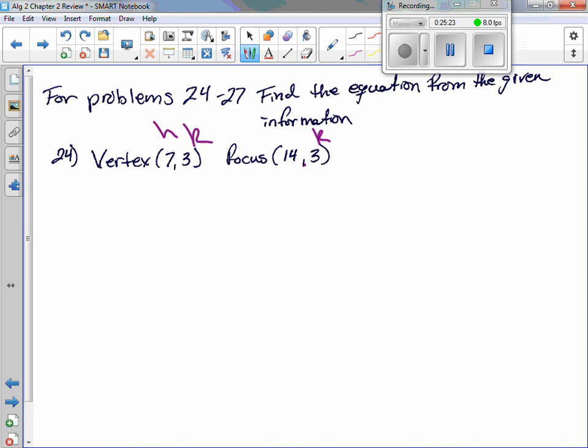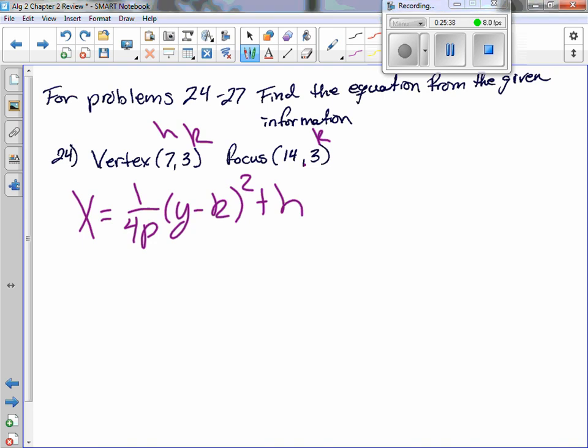So since the x value changes, it means I'm using x equals 1 over 4p times y minus k squared plus h. I'm using this formula here because the x value of the focus and the x value of the vertex change. They're two different numbers. So we're using this equation. And it also tells me that 14 is h plus p. It's telling me that h plus p is equal to 14 because that's what it is in the focus. The focus's x value is h plus p.